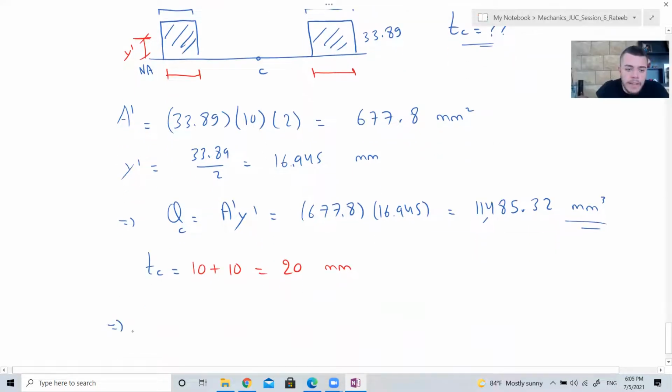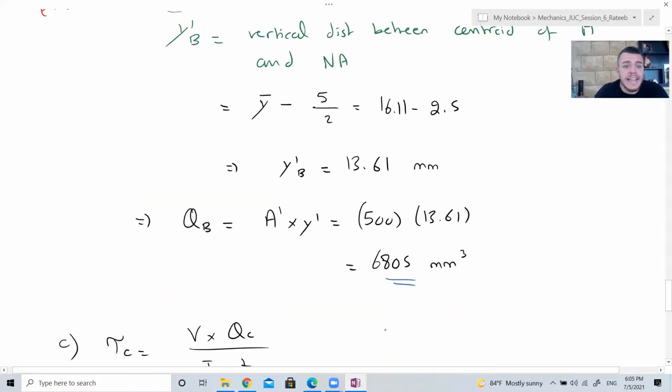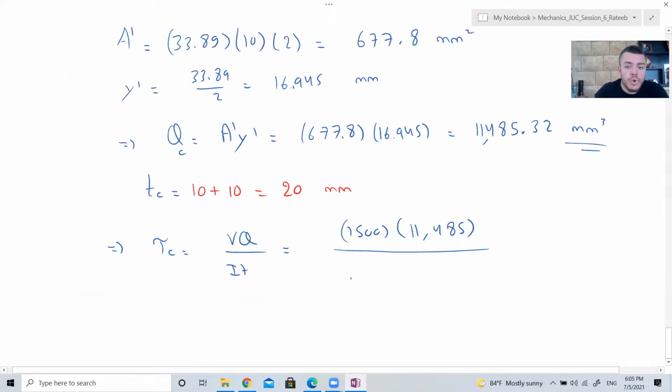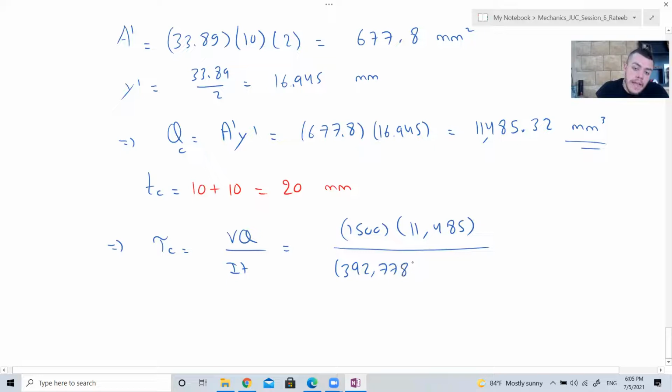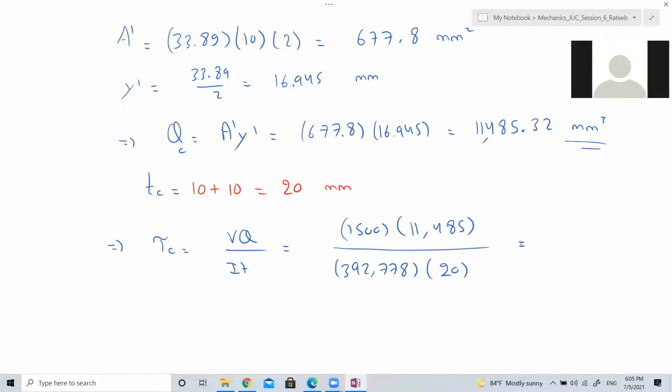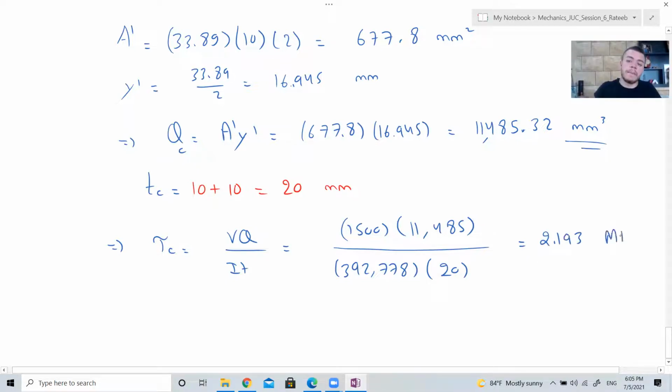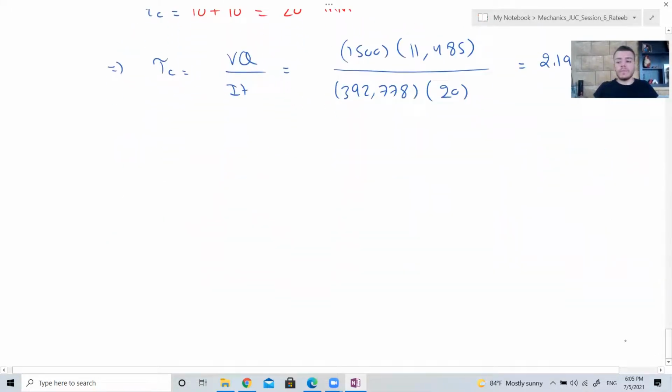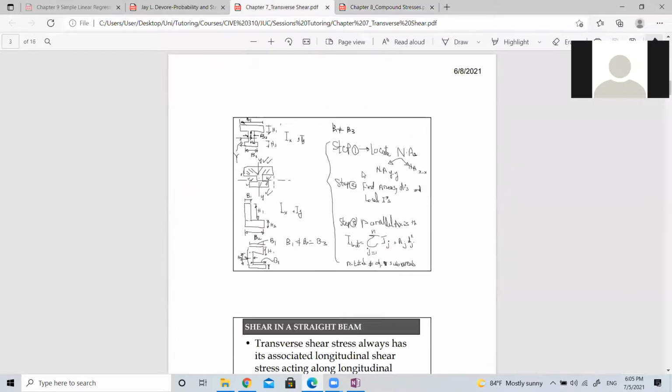So now we can find the shear stress at C, which is VQ over It. V is 1,500. Q is 11485. I is the same as before, 392,778, and t is equal to 20. So V and I don't change. It comes out to 2.193 megapascal. Am I clear? Yes, Doctor.